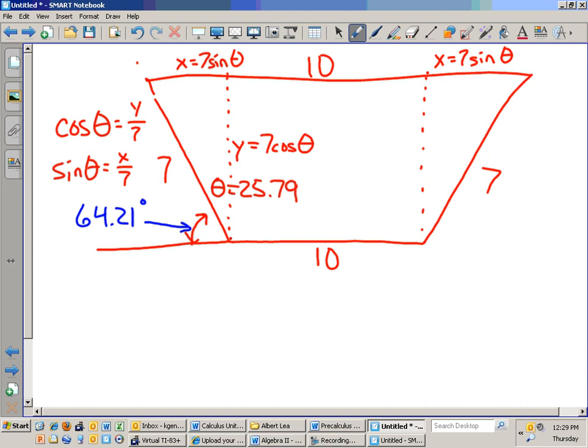So, gutter man, if you would take your gutter and fold it at 7 and 7 at an angle of 64.21 degrees, you will maximize the amount of volume that the water could take. You wouldn't make that big of a difference, but it would make a difference. This is optimal.